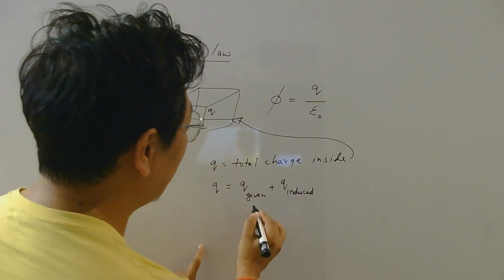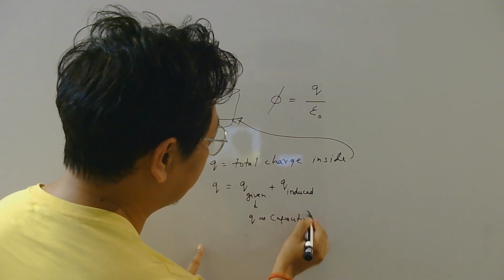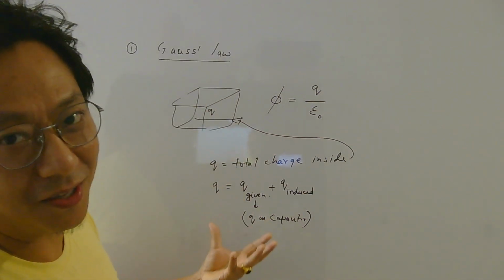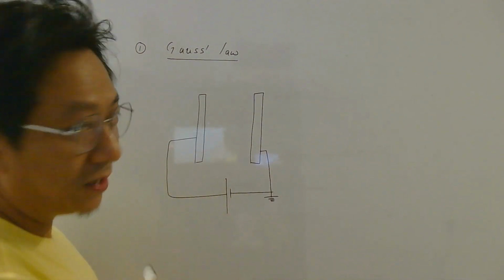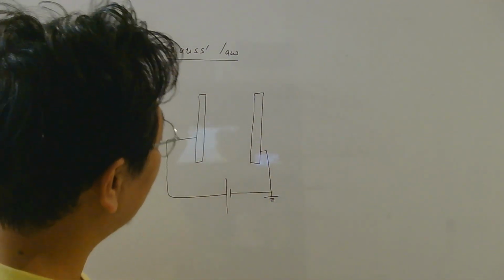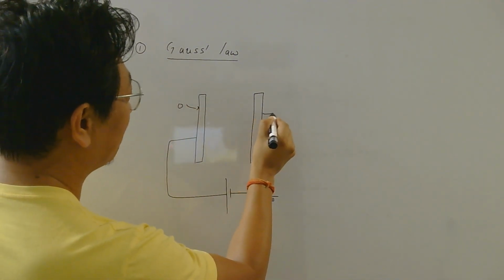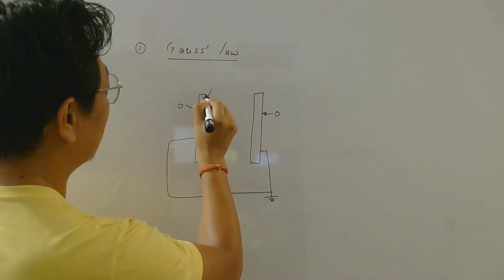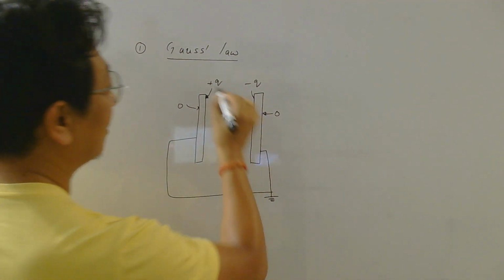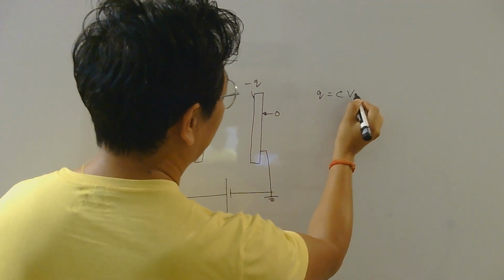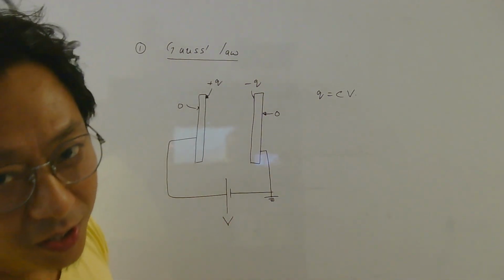For example, this could be the charge on a plate of a capacitor. Let me give you more clarity on this. So let's say we have two parallel plates of a capacitor which is connected to a battery, and this plate is grounded. Whenever one of the plates is grounded, we know the outer charge will be 0, right? And here the charge will be plus Q, and here the charge will be minus Q. And you know that Q is equal to C into V, where C is the capacitance of the capacitor and V is the applied voltage, right?